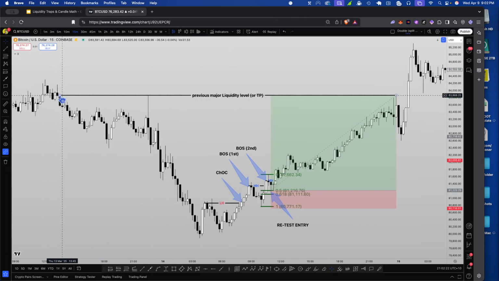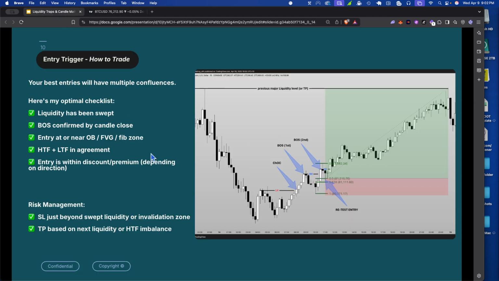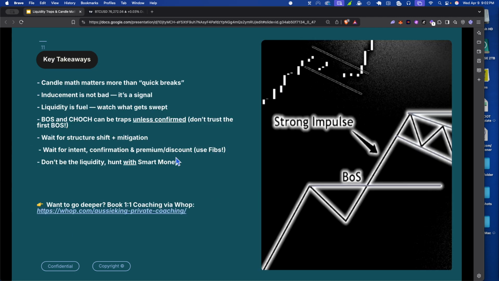Previous liquidity, nothing too hard to understand there. That was my take profit right there. This is my personal checklist. This is what I use for my trades, and that works for me. So we're nearing the end here.